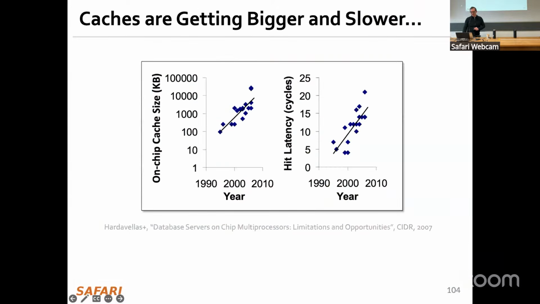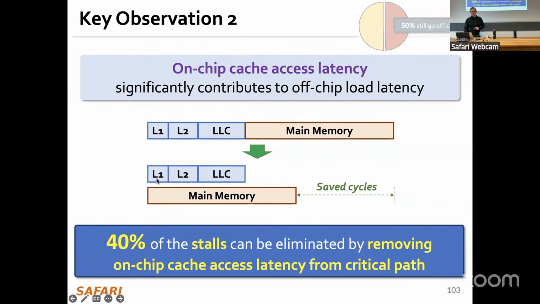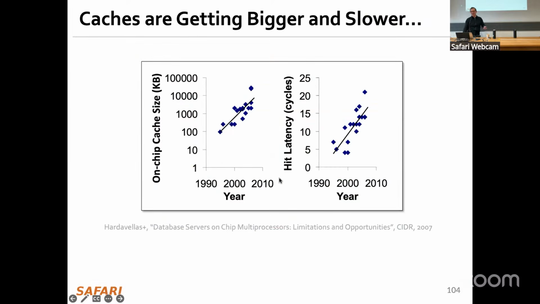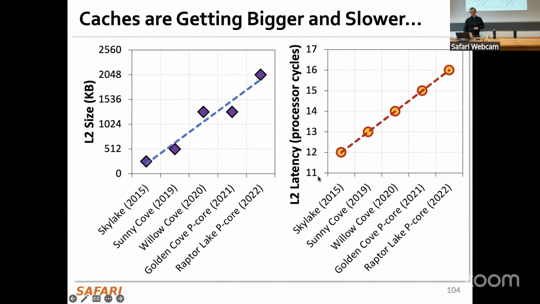Yeah. Now, why is this important? Because this access latency is becoming bigger with bigger caches. Right? These are some real data from some papers from 2007. You can see that on-chip cache sizes have been increasing. On-chip hit latency has been increasing. These are some data from more recent processors. Again, caches are getting bigger and slower. These are L2 latencies, but L3 latencies are even higher.